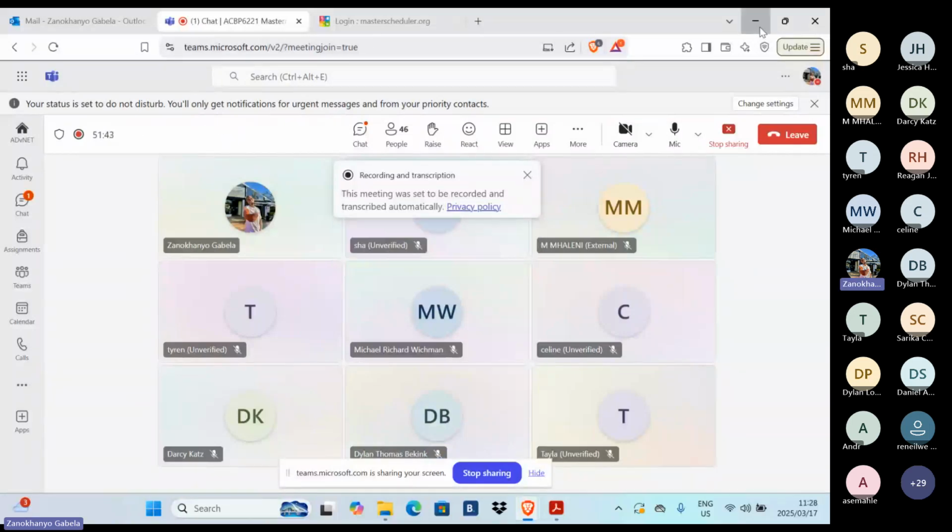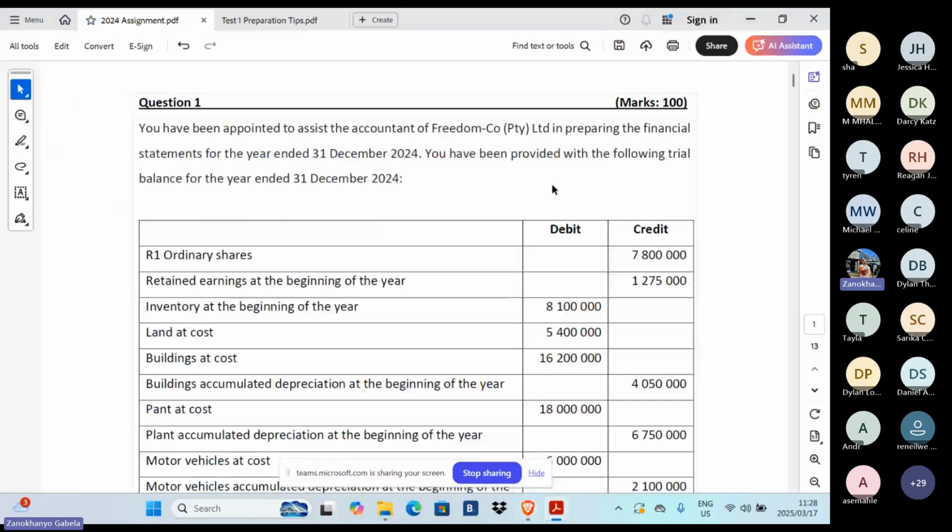So let's dive into the question. Okay, I think you guys can still see. So question number 1. You have been appointed to assist the accountant of Freedom Pty Limited in preparing the financial statements for the year ended 31st December. So you're in an exam, you are reading.